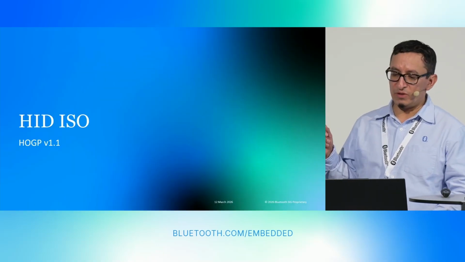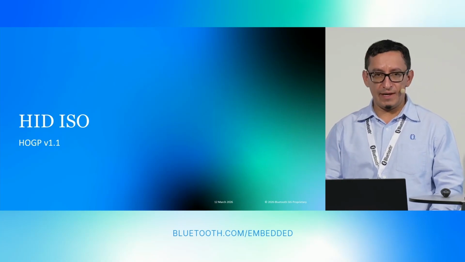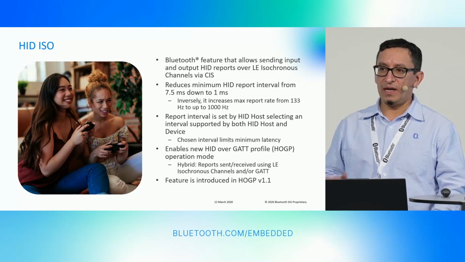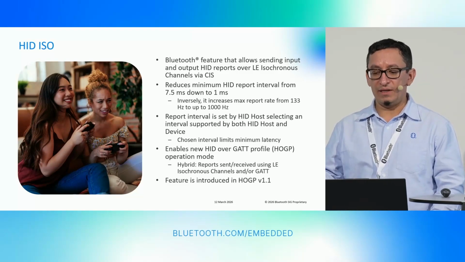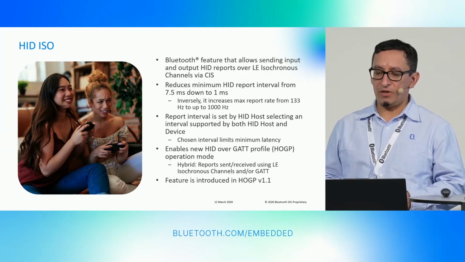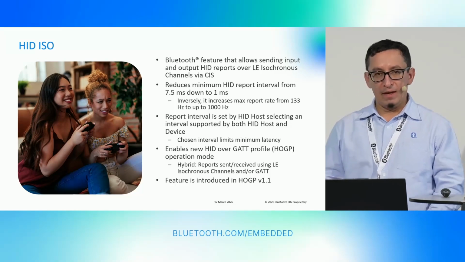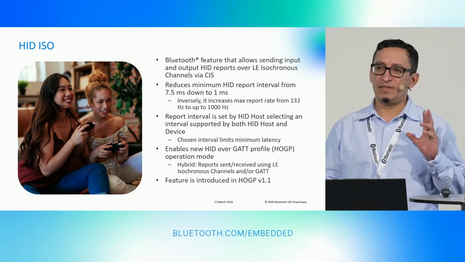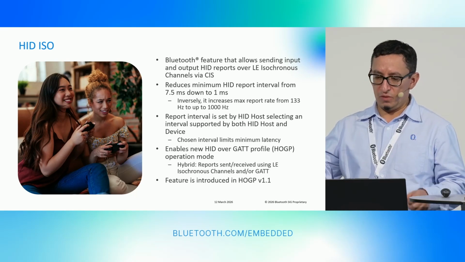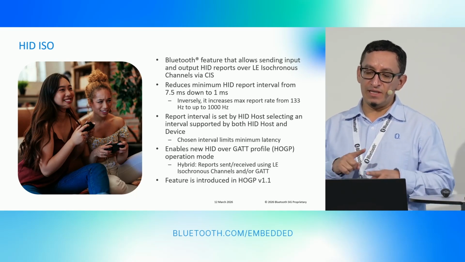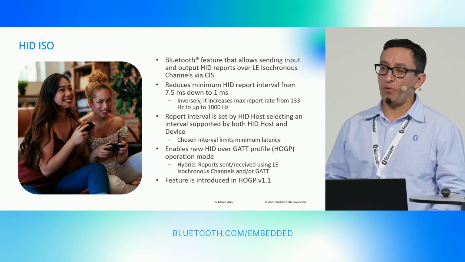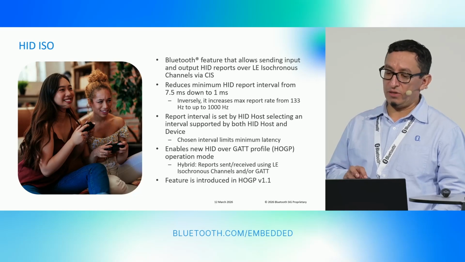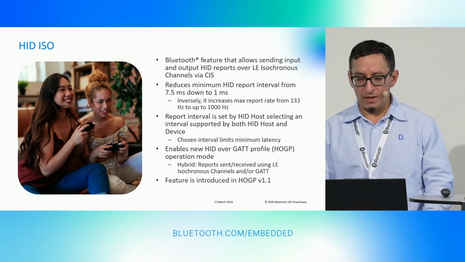So now let's proceed to the technical overview and start with HID ISO. HID ISO is a feature that allows sending input and output HID reports over LE isochronous channels via connected isochronous streams. The key highlight about HID ISO is that it reduces the minimum HID report interval from 7.5 milliseconds down to 1 millisecond. Inversely, this means that HID ISO allows increasing the max report rate supported by the HID over GATT profile from 133 Hertz up to 1 kilohertz.